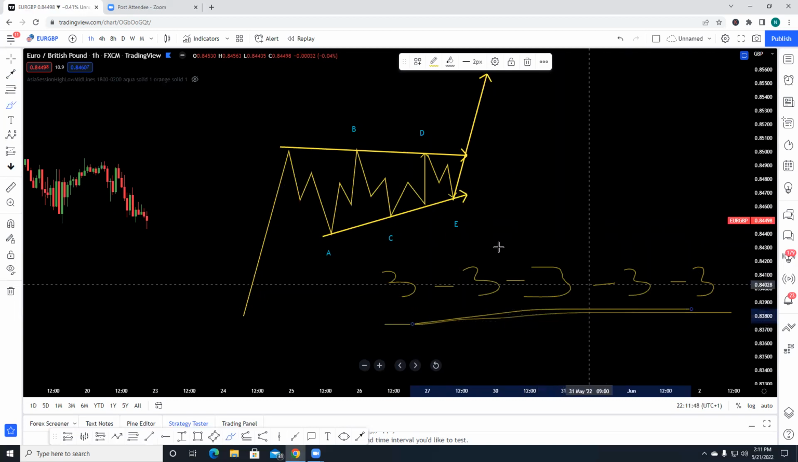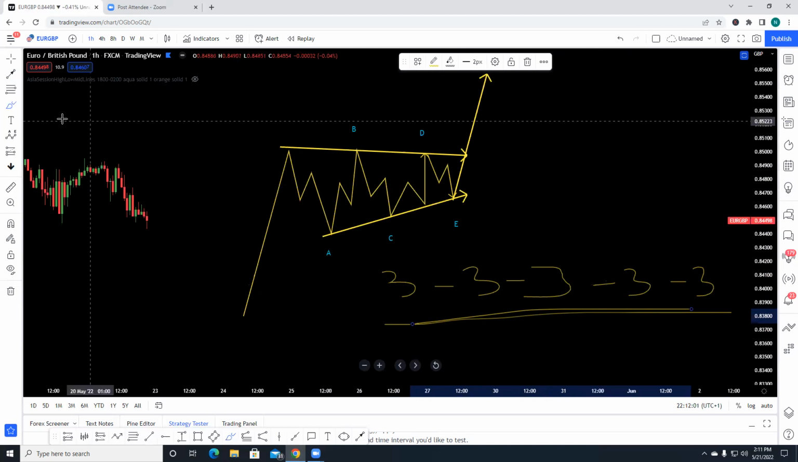Another thing you should know about a triangle is that as part of the guideline for the formation of a triangle, it is allowed for one of the waves to be an impulse.